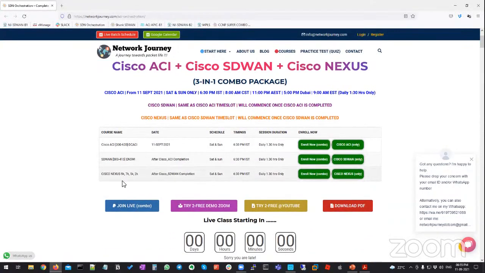First we're going to start with Cisco ACI. Once ACI completes, we'll start with SD-WAN, and after that with Nexus. Again, it depends on the enrollment. If enrollments are higher in SD-WAN and people want to start with it first, then we can see it accordingly.